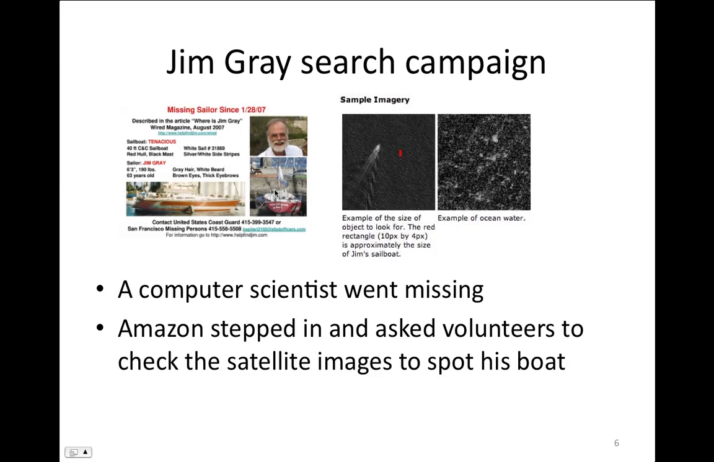Unfortunately, it didn't succeed, but it set the ground for further research, and it also caught attention to what this kind of crowdsourcing and massive scale can be useful for.